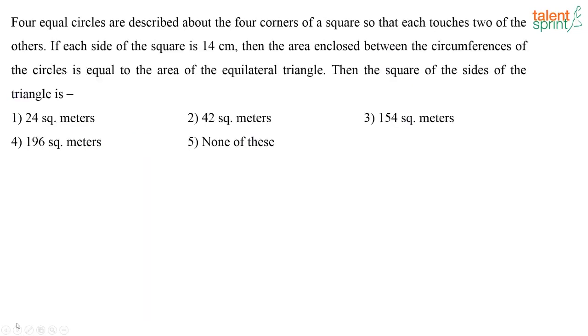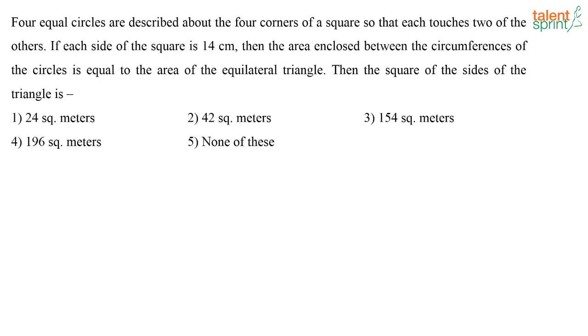Okay, next question. 4 equal circles are described about the 4 corners of a square so that each touches two of the others. If each side of the square is 14 centimeters, the area enclosed between the circumferences of the circles is equal to the area of the equilateral triangle. Then the square of the side of the equilateral triangle is dash.